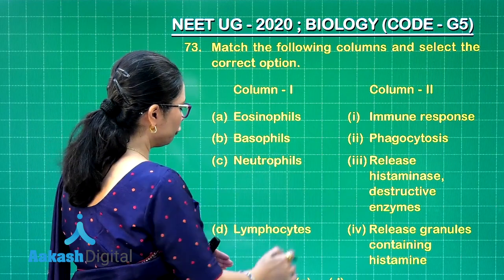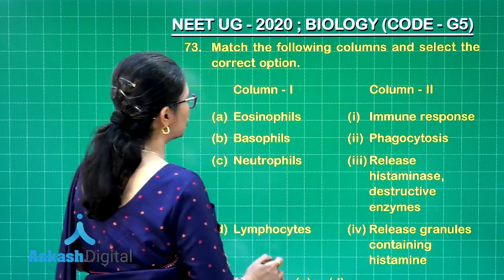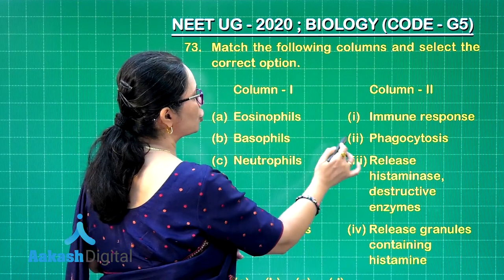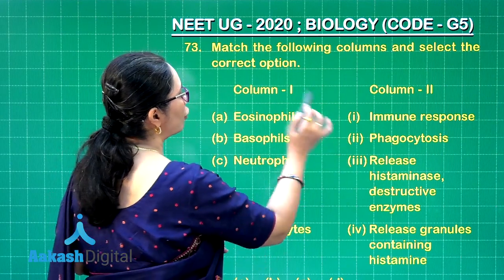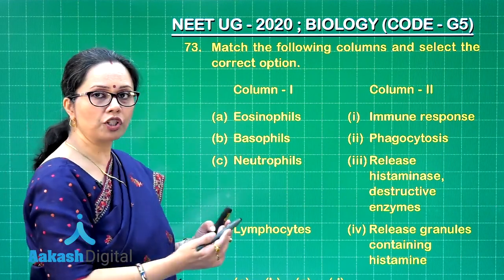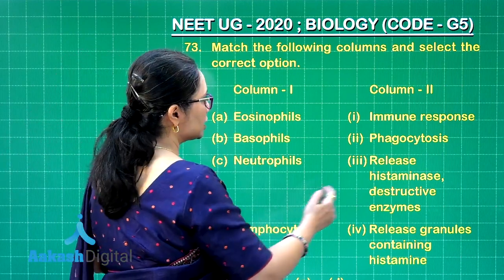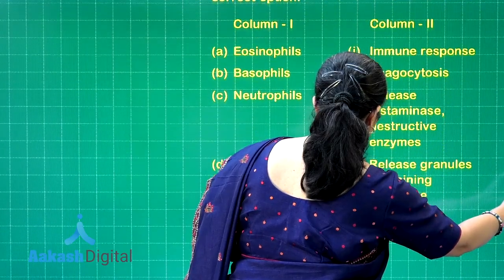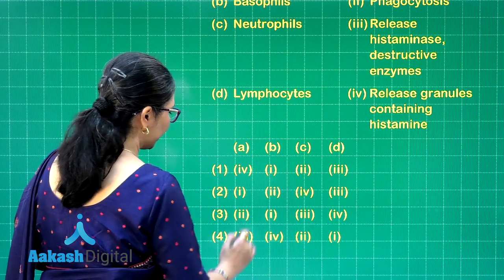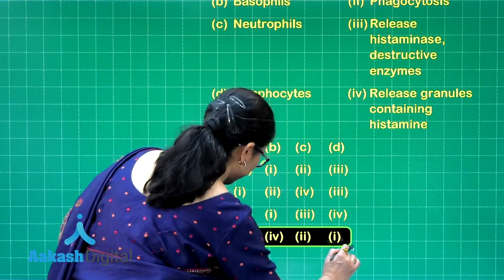So A will go with 3. Then basophils, they release granules containing histamine. Neutrophils are for phagocytosis, so C goes with 2, and lymphocytes of course are for immune response, and that would be the T and the B lymphocytes which are responsible for our specific immunity, right. So let us see out of the choices, it is in the fourth one that we get all the correct matches. So this will give us the correct answer.